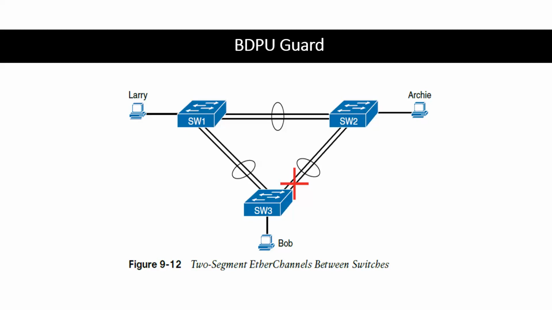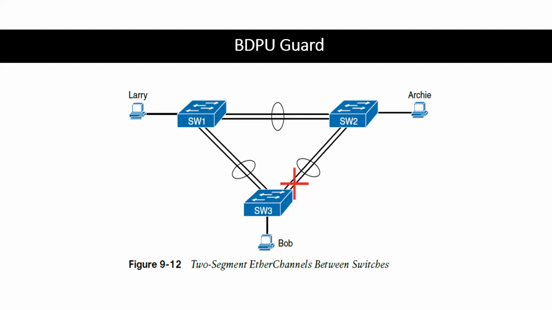Cisco BPDU guard. What does it do? For all the examples I just gave you, what it does is it disables a port. Keep with me. It disables a port that receives any BPDUs on the port that has BPDU guard configured. Okay?